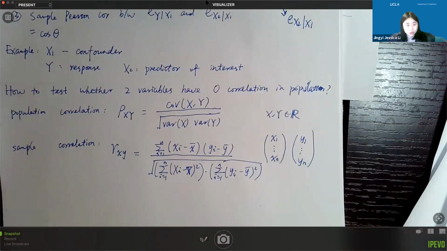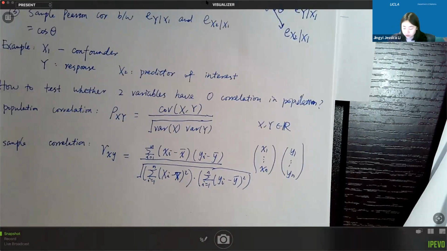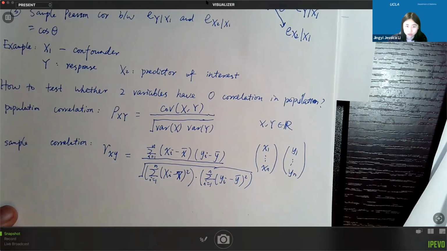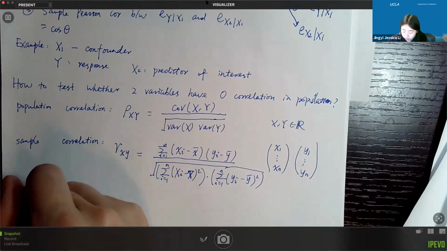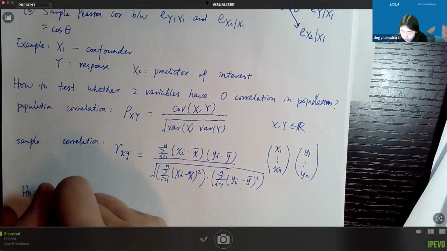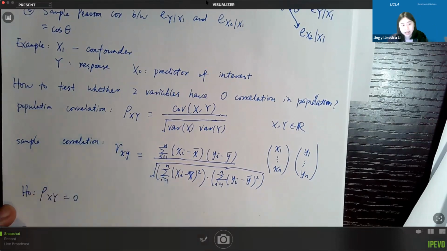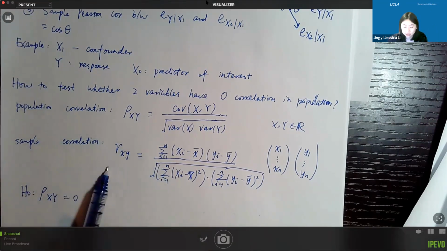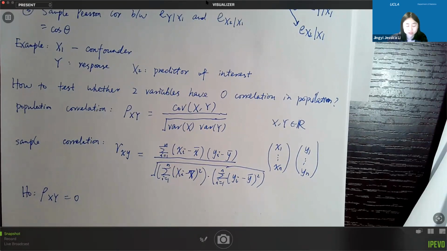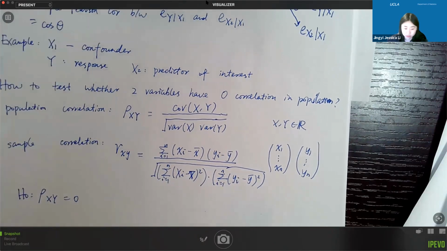That's it. Our statistical inference concerns the population correlation. So we want to test whether rho xy is 0, and our test statistic is the sample correlation. What's left is the distribution of the sample correlation when this null hypothesis holds, when rho xy is 0.